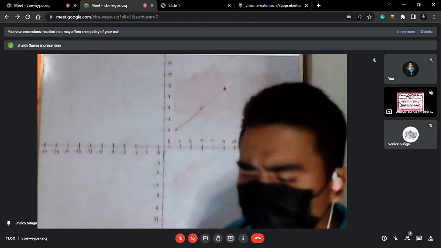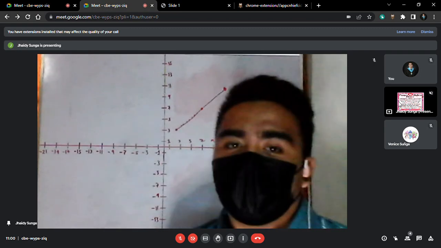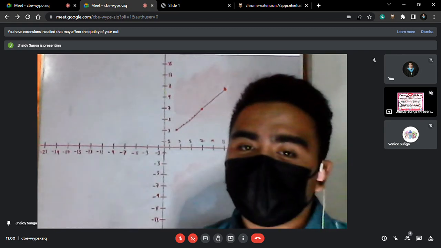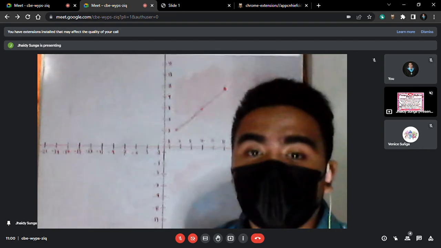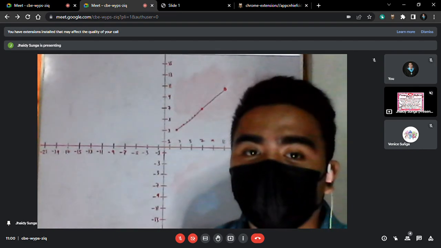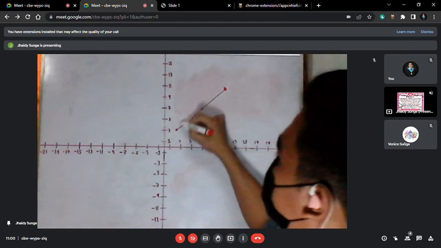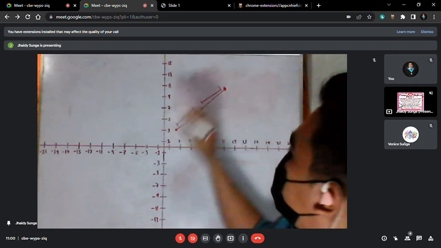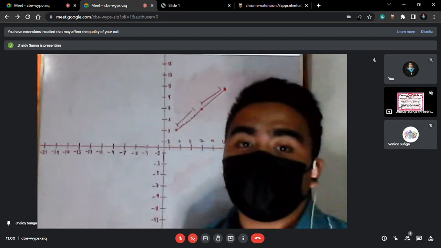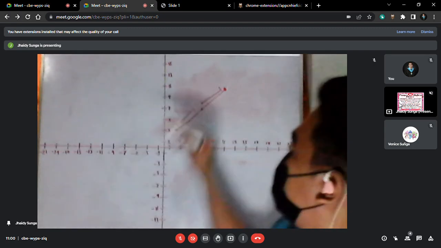We also know that in a segment, if we have a midpoint, it forms two equal segments. So we have segment A and segment B. From the midpoint to one endpoint, it is equal to the other segment.